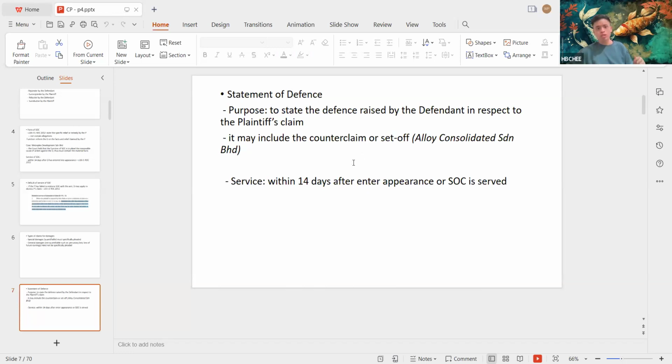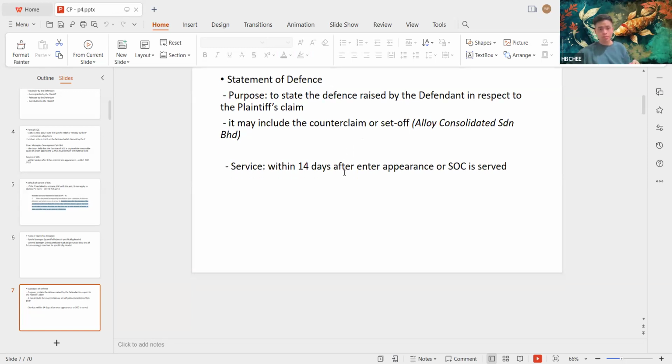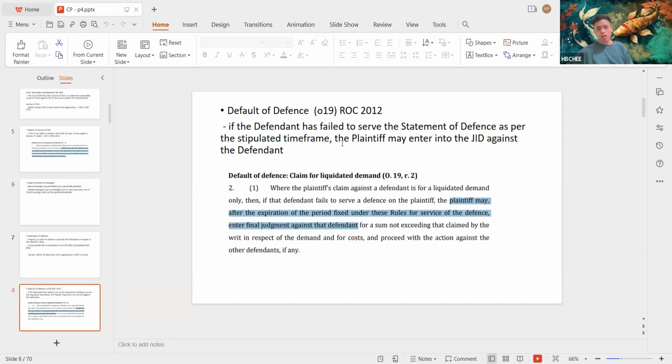So the time to effect the service is the same as the statement of claim, within 14 days. Okay, now it comes to default of defense. The logic is the same as the statement of claim. If you fail to do that, the plaintiff may enter into judgment against the defendant, but it's totally different from the others.